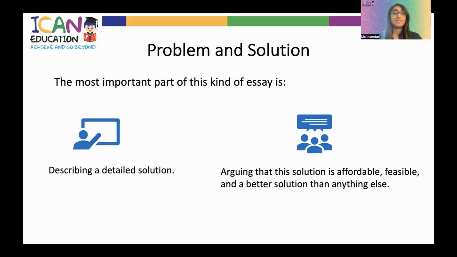All right. Now, the most important part of a problem and solution essay is essentially the solution part. You have to describe a detailed solution. It has to be very clear what your solution is and why you are recommending it. Also, argue that your solution is affordable, feasible, and a better solution than anything else out there right now. So get creative, do your research, try to think of a solution that's better than the solutions that already exist.